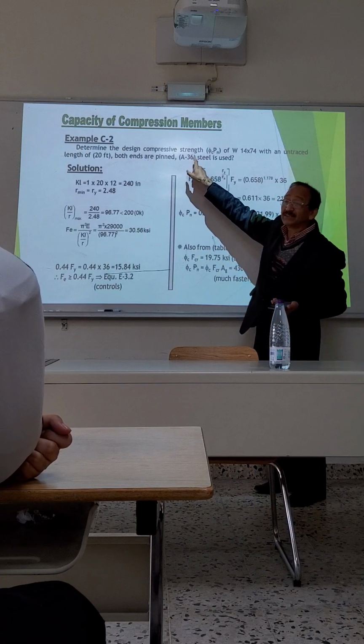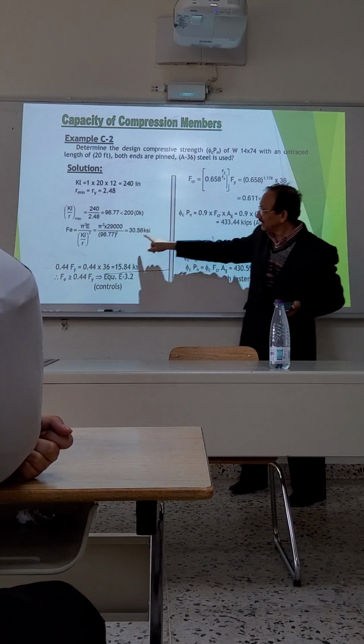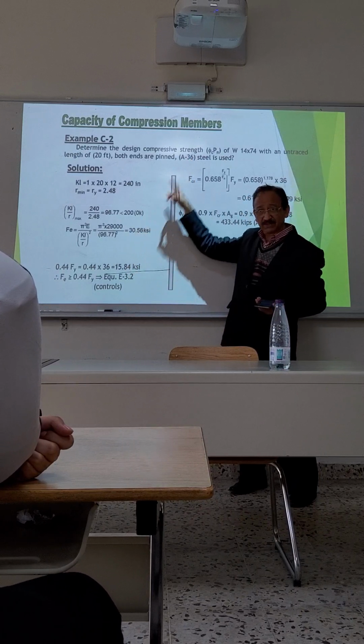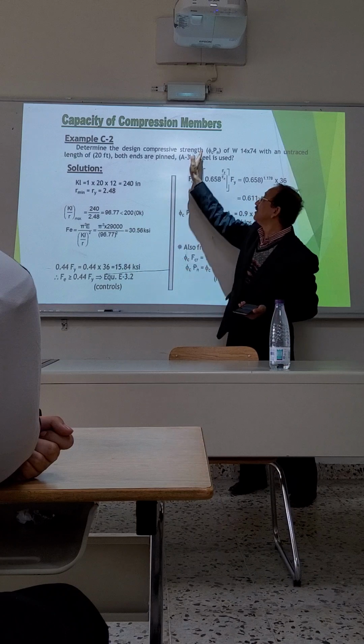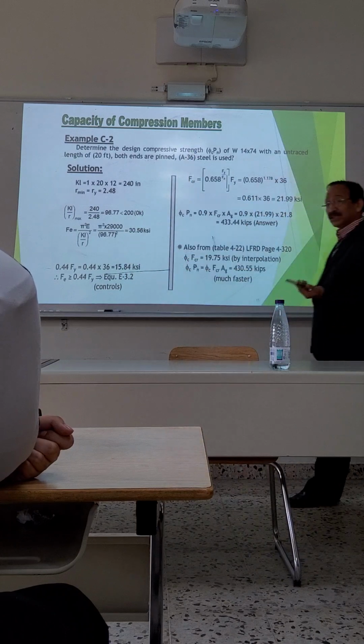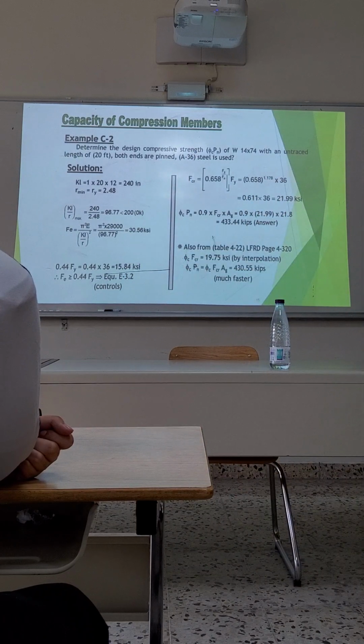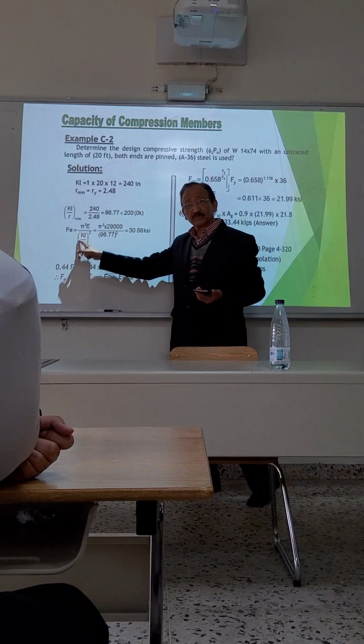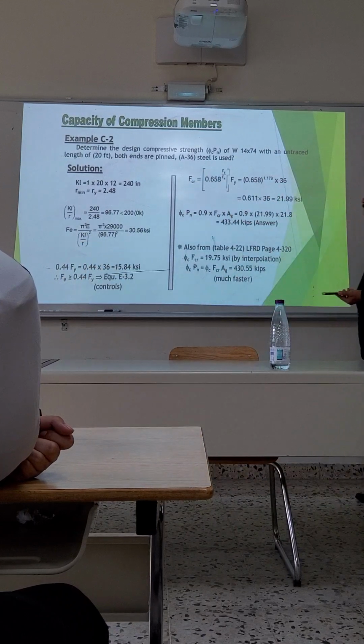You can see here, its Fy value was 36, but it is failing at 30.56, which is less than this number. It should be less. It also depends on this value, KL by r. If it was more, you would consider it as a short column.